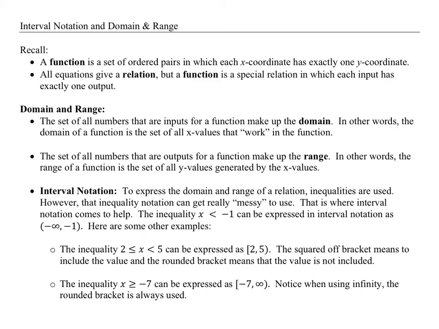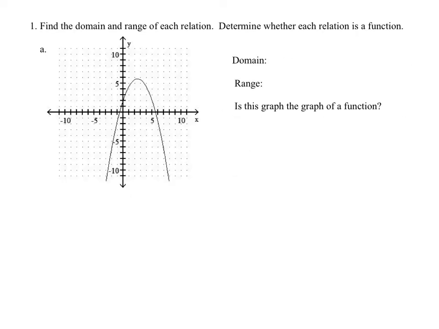Good? So the inequality 2 less than or equal to x less than 5 can be expressed like this. We want the 2, we don't want the 5. The inequality x greater than or equal to -7 would be the nice squared off bracket for -7, but we want it to go on forever. So it's a soft bracket because you can't pin infinity down. You just can't. Okay, let's do the next examples, and I think it's going to clear it up.